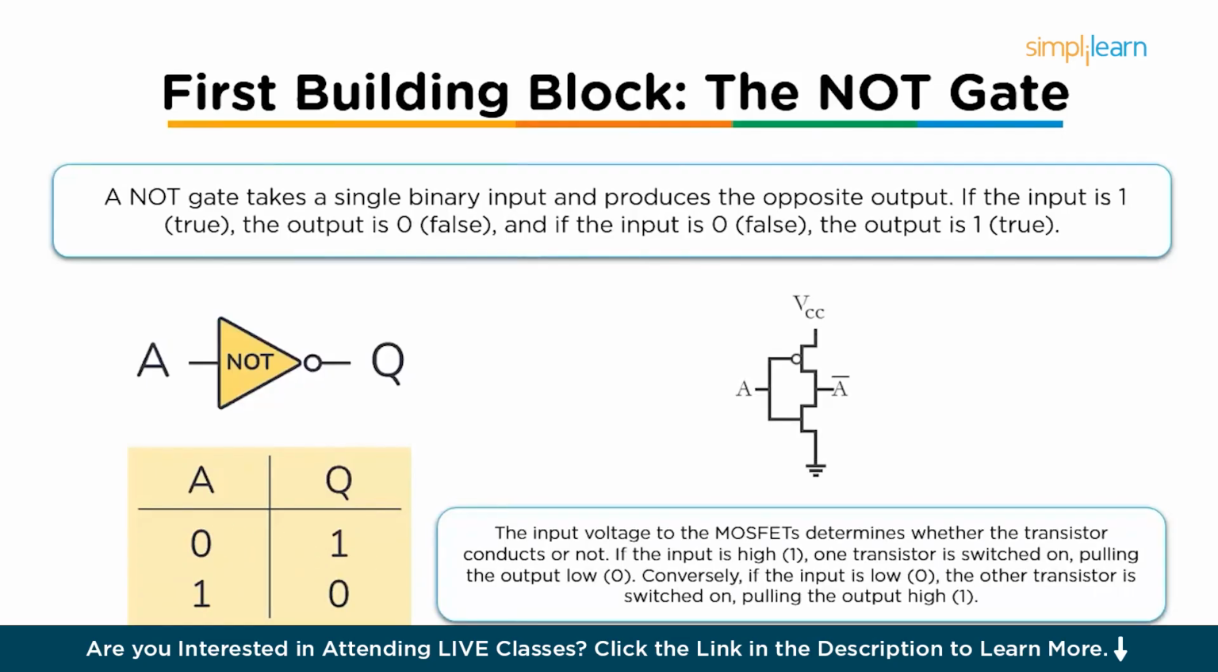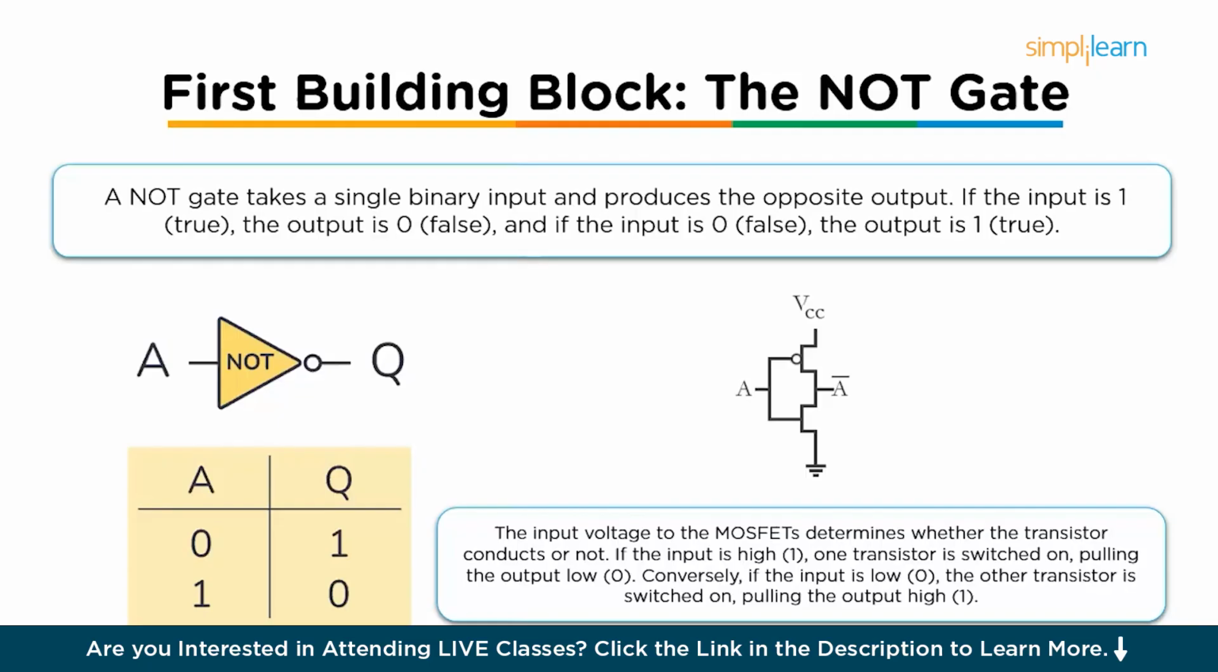NOT gate in VLSI circuits. In VLSI circuits, a NOT gate is created using MOSFETs. The input voltage of the MOSFETs determines whether the transistor conducts or not. If the input is high, which is 1, one transistor is switched on, pulling the output low, 0. Conversely, if the input is low, 0, then the other transistor is switched on, pulling the output high, which is 1.